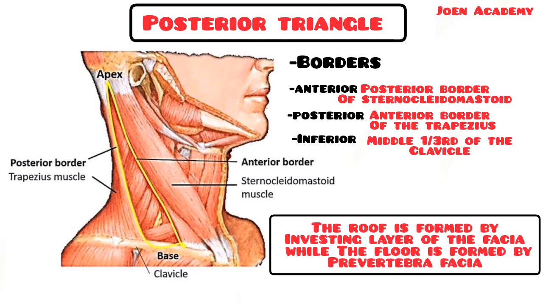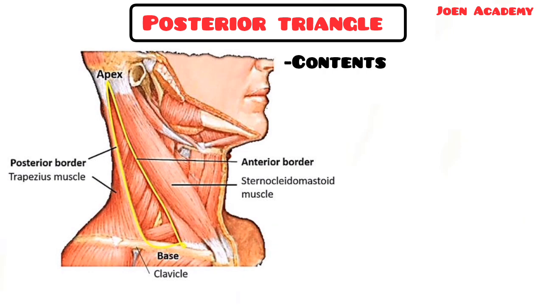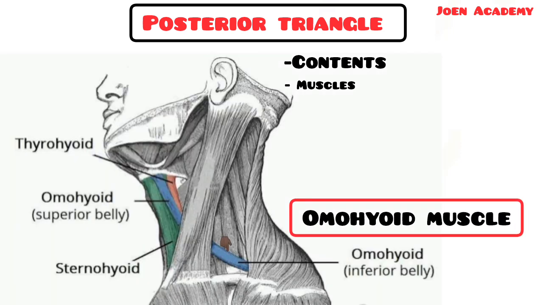The roof of this triangle is formed by the investing layer of the fascia, while the floor is formed by the prevertebral fascia. Let's have a look at the contents of this triangle. The posterior triangle of the neck contains many muscles which make up the borders and the floor of the area. A significant muscle in the posterior triangle is the omohyoid muscle. It's split into two bellies by a tendon.